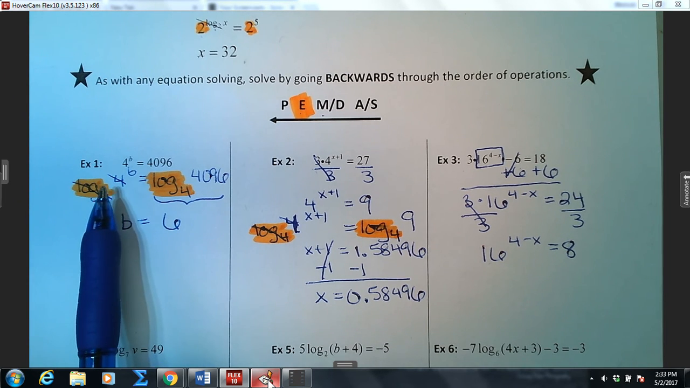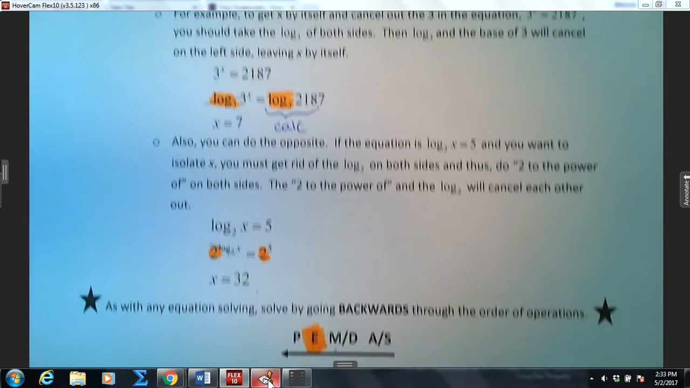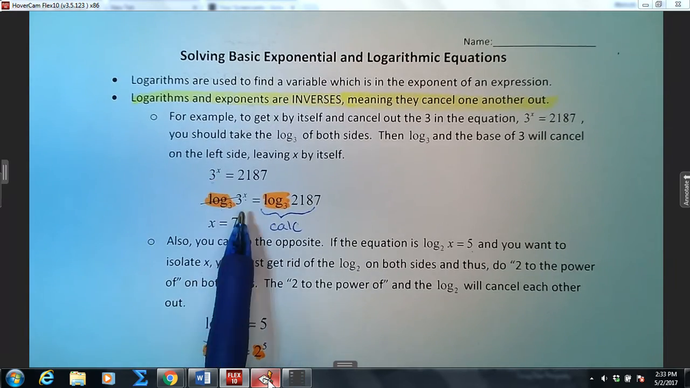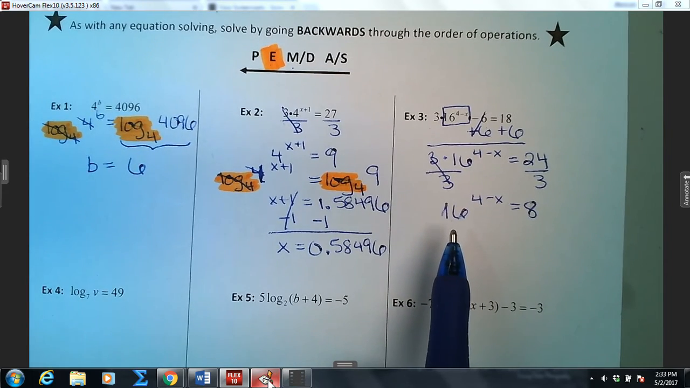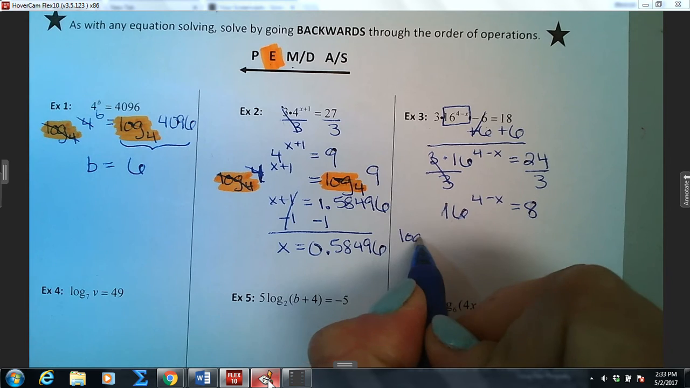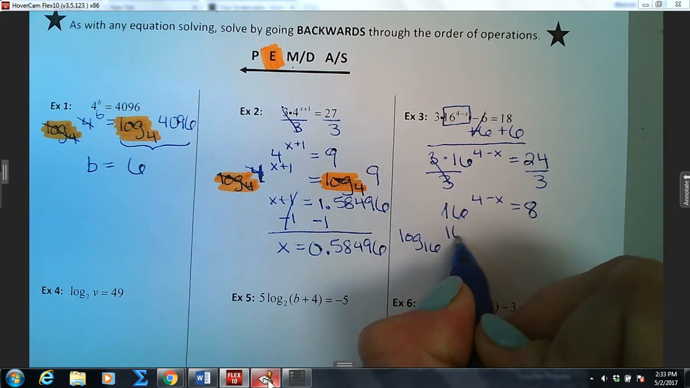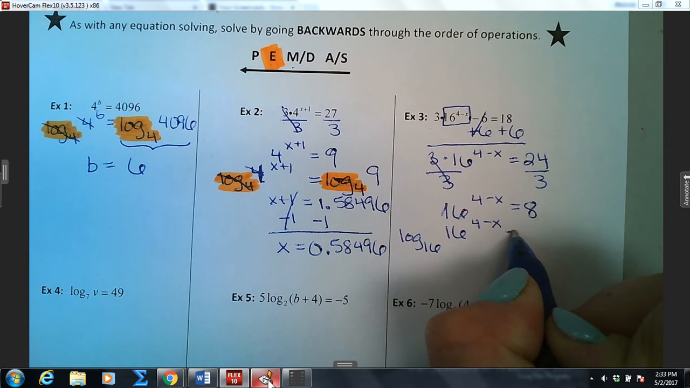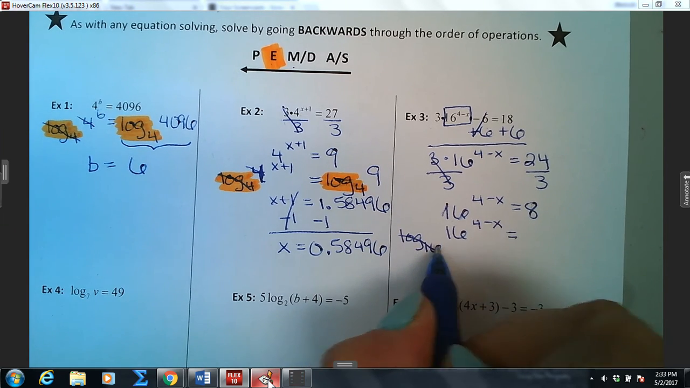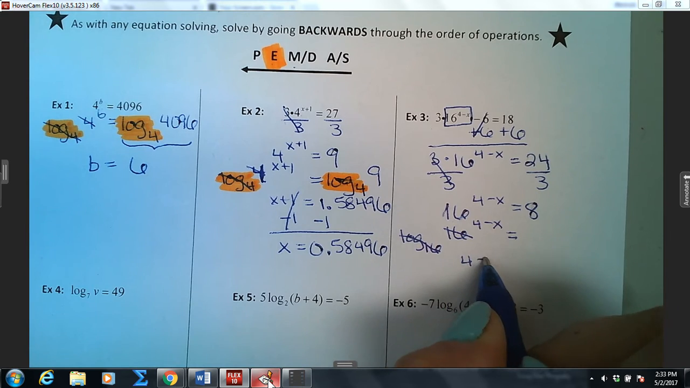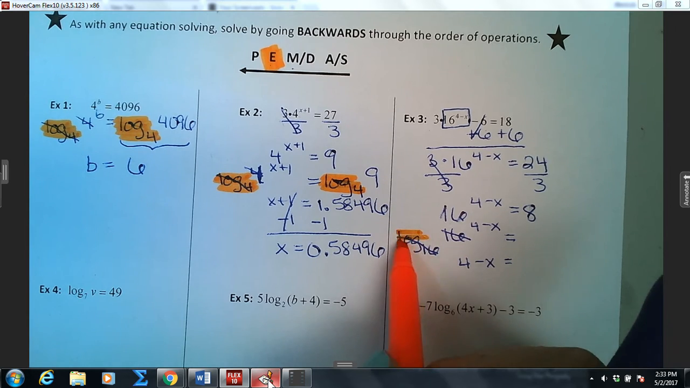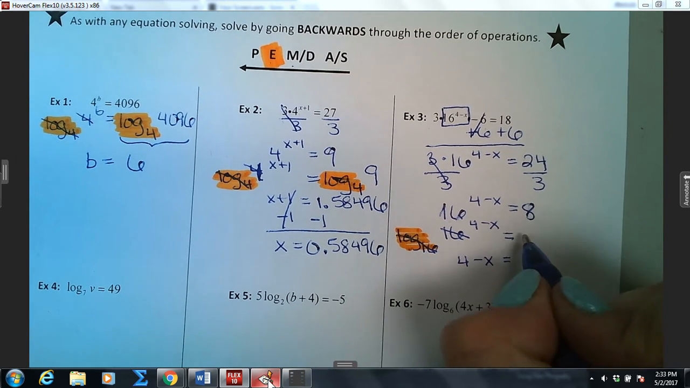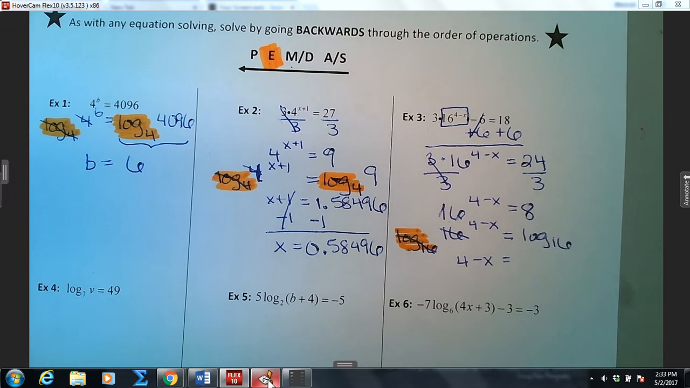Well, move back to example 1 and 2. To get rid of a base 4, we use a log base 4. Up here on our upper notes, to get rid of a base 3, we used a log base 3. So it only makes sense on this problem. To get rid of a base 16, I need a log of a base 16. A log base and an exponential base will always cancel each other out. Whatever you insert to one side of the equation, you've got to put on the other side of the equation to balance it out.